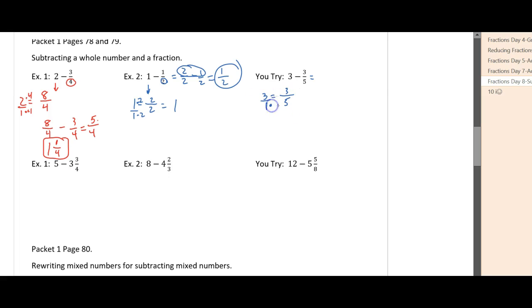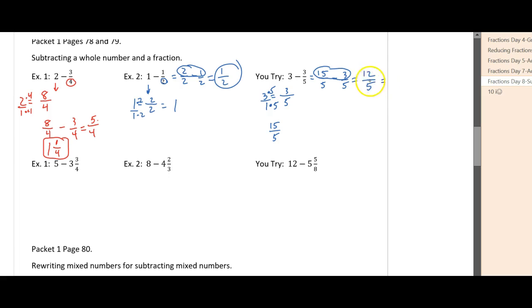So right away, multiply by 5, multiply by 5. That's going to give me 15 over 5. So I'm going to rewrite this problem as 15 over 5, and you can check it. What is 15 divided by 5? 3. That's what it should be. Minus 3 over 5. 15 minus 3 is 12, divided by 5.